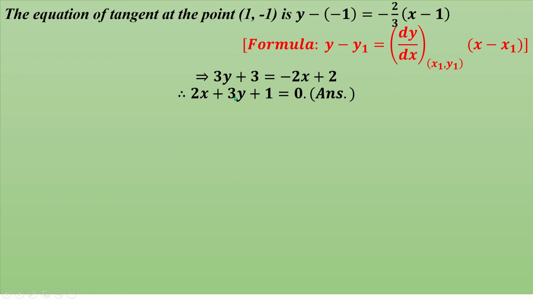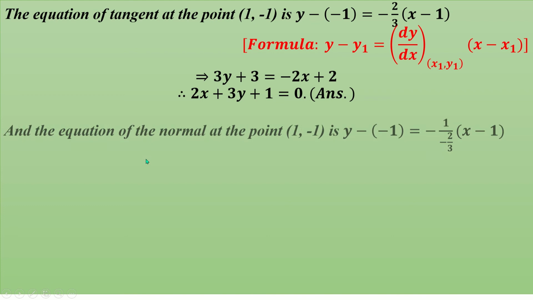That means we convert this to the left side. Here will be plus 2x, here will be plus 3y, here plus 3. But after converting plus 2 to the left side, there will be minus 2. And calculate, we'll get 1.